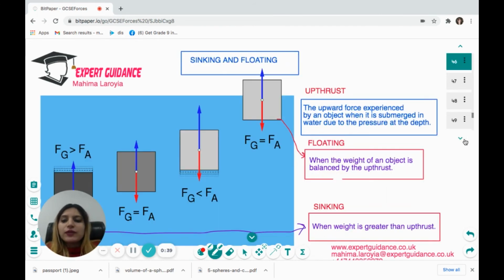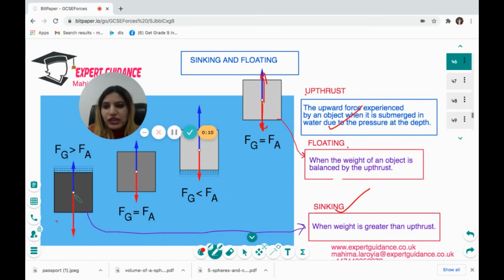Now, what is the relationship? What are the forces that act when a body sinks and floats? So when something is sinking, there is a weight acting downwards and the upthrust acting upwards. Upthrust is the upward force experienced by an object when it is submerged in water due to the pressure at the depth. Floating is when the weight of an object is balanced by the upthrust, and sinking is when the weight is greater than the upthrust, the object sinks. So in this case here, the weight is more than the upthrust, the body is sinking. Here it is floating because upthrust and weight are balanced, and here the upthrust is more, so the upward force is more.